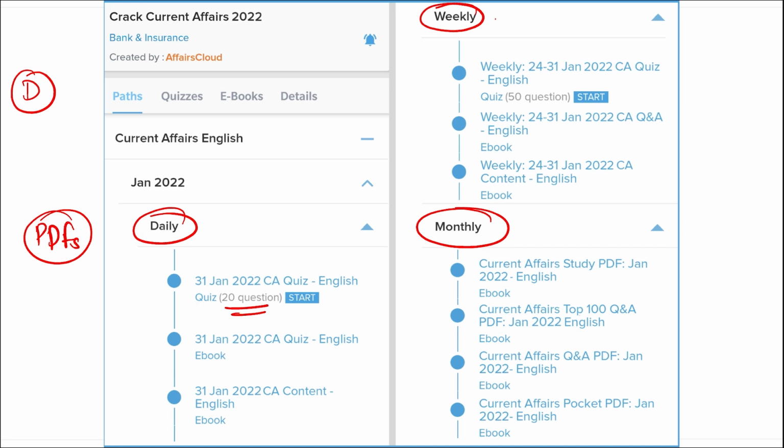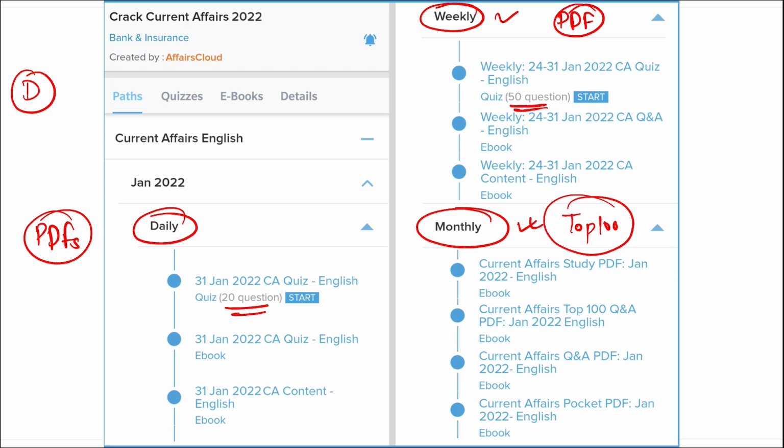Apart from that, on weekly, you will be getting a 50 questions quiz for your preparation, as well as you will also get a PDF that will contain all the important compiled news, current affairs of that particular week. And similarly, for monthly, you will be getting a top 100 questions PDF of that whole month. That is a very important PDF and will be covering the most important news of that particular month.